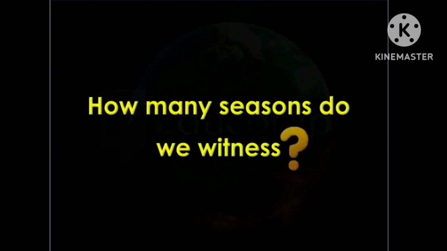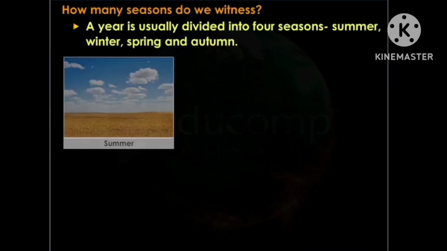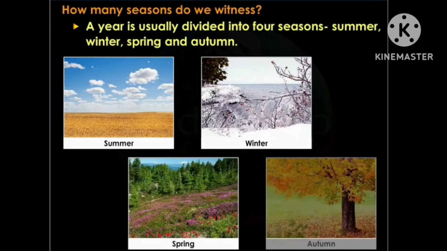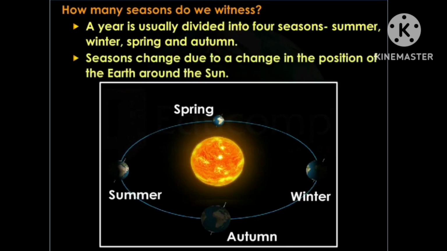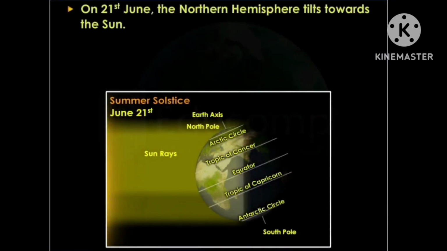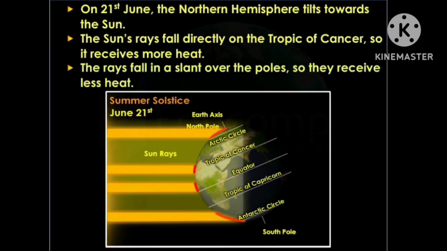How many seasons do we witness? A year is usually divided into 4 seasons: summer, winter, spring and autumn. Seasons change due to a change in the position of the earth around the sun. Summer solstice. On 21st June, the northern hemisphere tilts towards the sun. The sun's rays fall directly on the Tropic of Cancer, so it receives more heat. The rays fall in a slant over the poles, so they receive less heat.